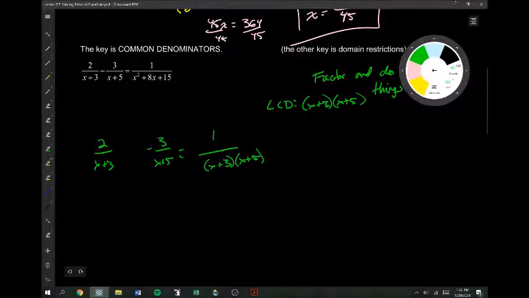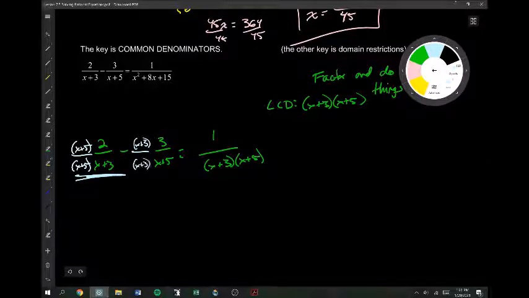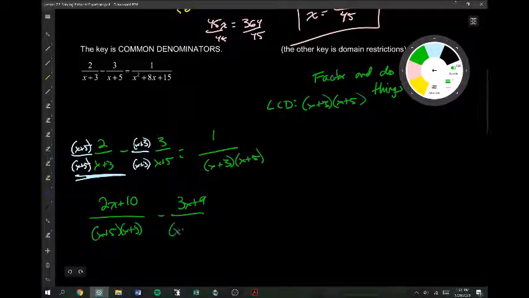and start solving. This needs an x plus 5 on top and bottom, because now I have x plus 3, x plus 5. And this needs an x plus 3 on top and bottom. And this doesn't need anything. This is already okay. So I do some multiplication. I have 2x plus 10 over x plus 5, x plus 3, minus 3x plus 9 over x plus 5, x plus 3, equals 1 over x plus 5, x plus 3.